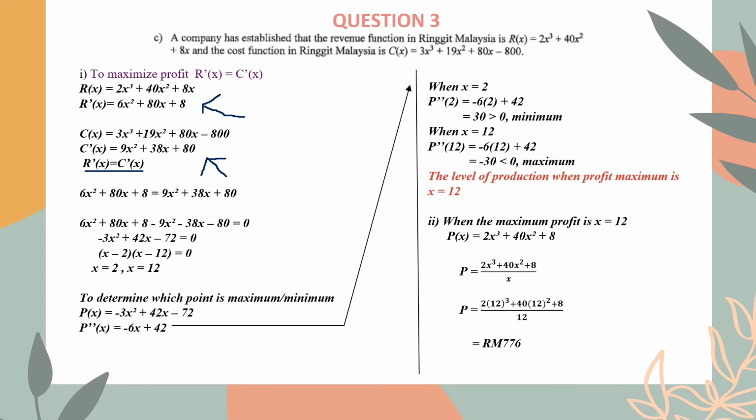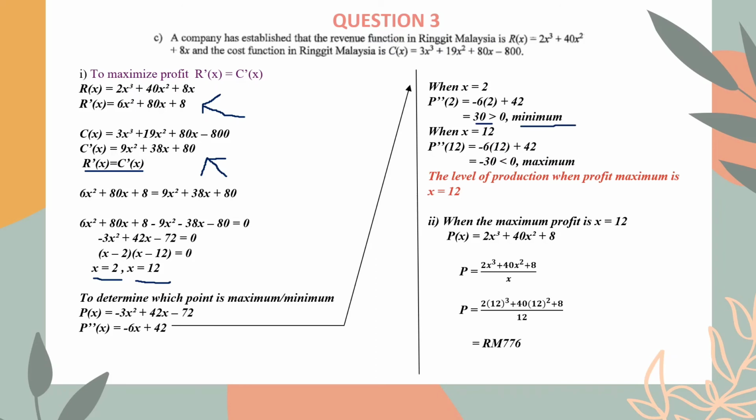We will get two values of x, which are x = 2 and x = 12. After that, in order to determine which level of production is maximum or minimum, we must plug in 2 into the x value of the second derivative of the profit function, and we will get 30. 30 is more than 0, and it is a minimum point.